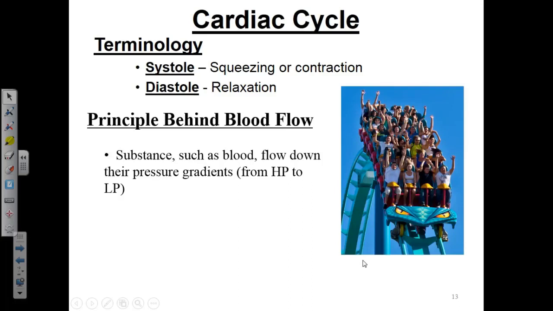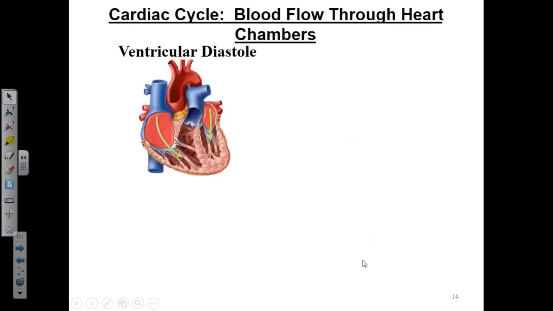The whole principle behind the movement of blood through this is that substances such as blood flow down their pressure gradient. They go from high pressure to low pressure. All right, from high pressure to low pressure. So what ends up happening is that we start getting the atria filled, blood coming into the atria, and it's going to flow down its pressure gradient. It goes from high pressure to low pressure, and it does so passively. So here there's passive filling of the atria.